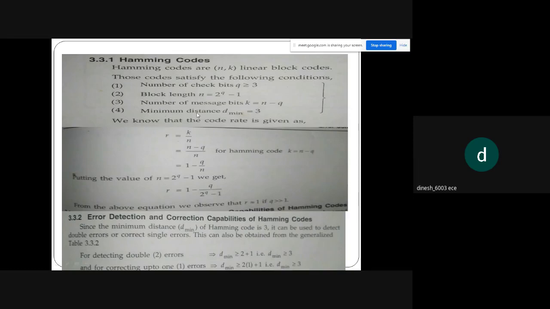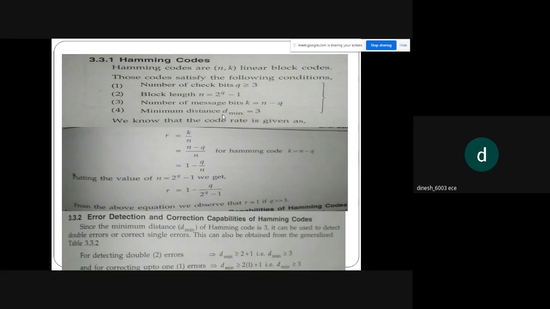Next, the minimum distance required is always 3. The minimum distance is calculated as the number of digits in which two code vectors differ. If you take two code vectors, the minimum distance by which they should be separated is 3, which we call d minimum.